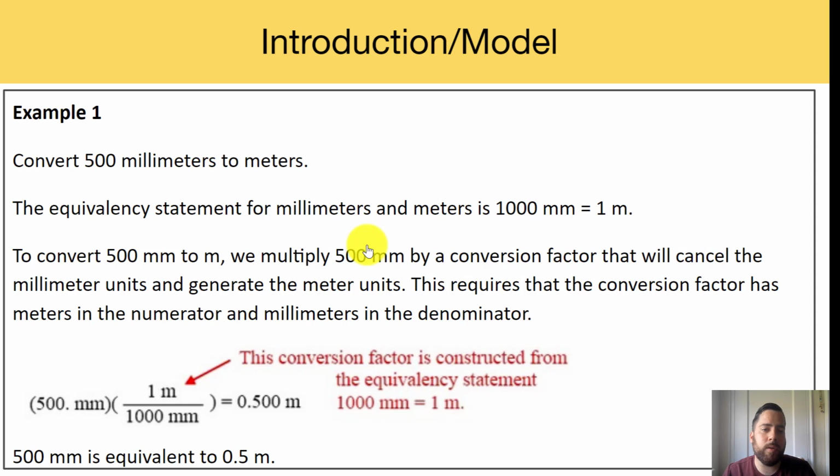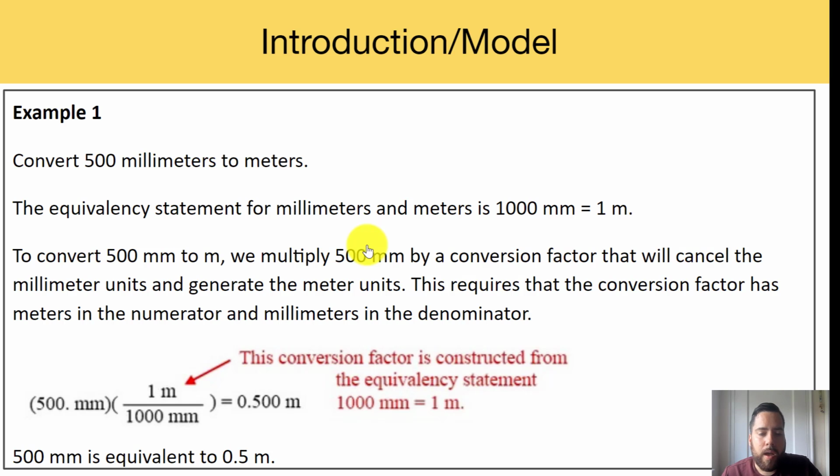The equivalency statement for millimeters and meters is that 1,000 millimeters is equal to 1 meter, right? Those are the same. 1,000 millimeters is the same as having 1 meter. It's the same thing. They are equivalent. So to convert 500 millimeters to meters, how do we do that?